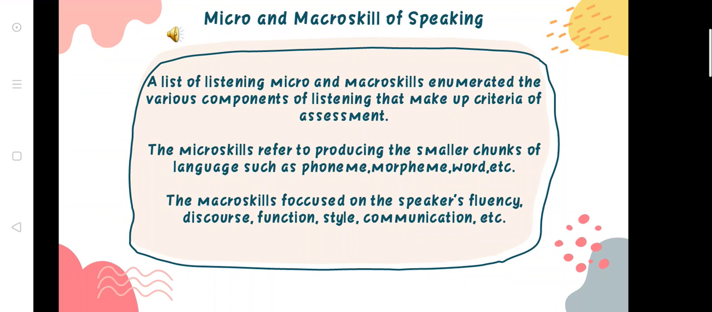And then the macro skill is focused on the speaker's fluency, discourse, function, style, communication, and so on. For example, use appropriate styles, registers, implicature, redundancies, pragmatic conventions, conversation rules, floor keeping and interrupting, and other sociolinguistic features in face-to-face conversation. And the macro skill is focused on how we use sentences while we speak.